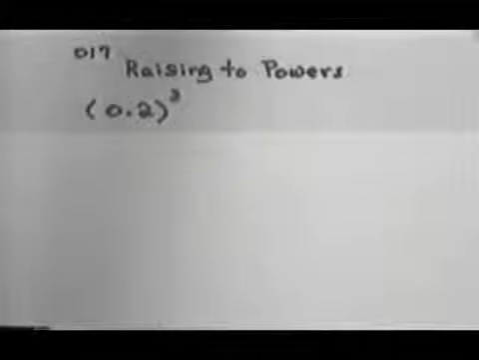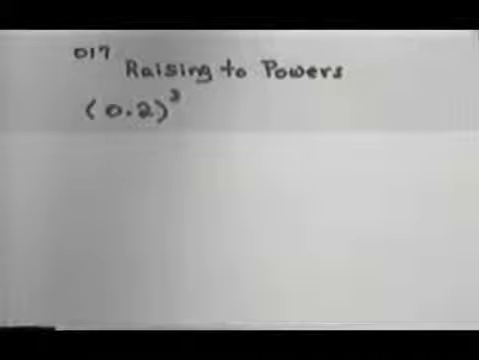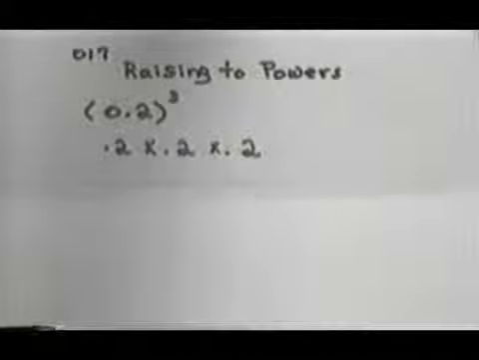Let's extend our multiplying so that we're raising to powers. Let's raise 2/10 to the 3rd power. What that means is we want to multiply 2/10 by itself 3 times. So let's write 2/10 multiplied by itself down 3 times. Now notice when I wrote it down, I didn't write the 0.